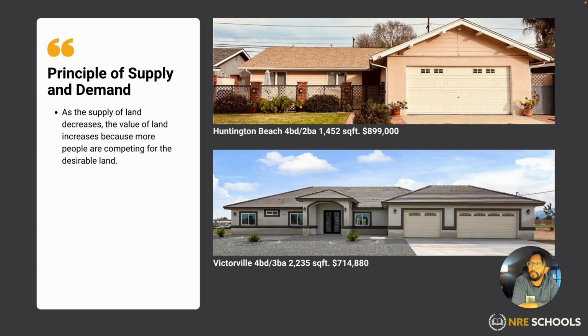I got two properties here. I got Huntington Beach, 4-bedroom, 2-bath, 1452 square footage. That's going for $900,000 in Huntington Beach. Whereas you got a 4-bedroom, 3-bath, 2,235 square footage, 3-car garage, that's only $714,000. Supply and demand is what we're discussing here, and the areas. That's why the land costs so much more, because they're not growing more land. Supply and demand. That's a principle.